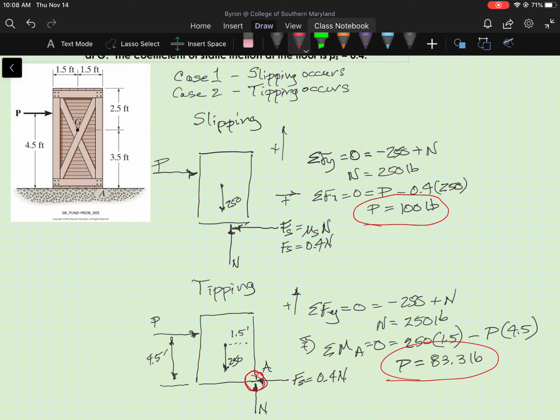We compare those two values of P. It will take 100 pounds to get the crate to slip, to start sliding, but only 83.3 pounds to get it to tip. So it will tip before it slips, and therefore the maximum force that can be applied to the crate without causing movement is the 83.3 pounds.